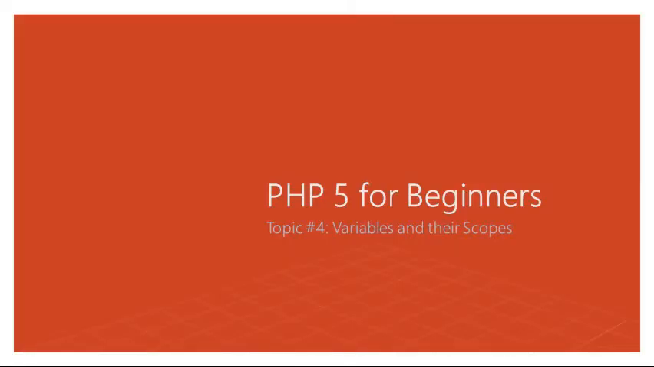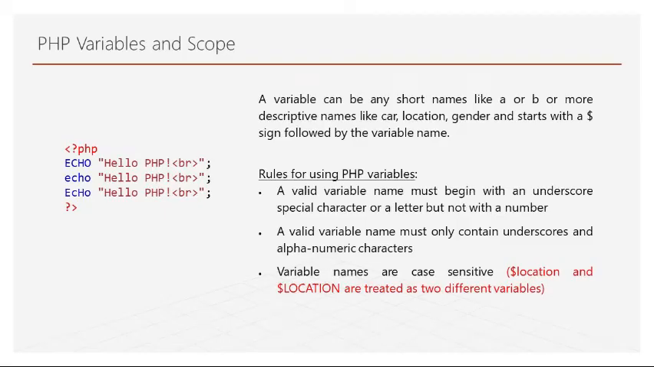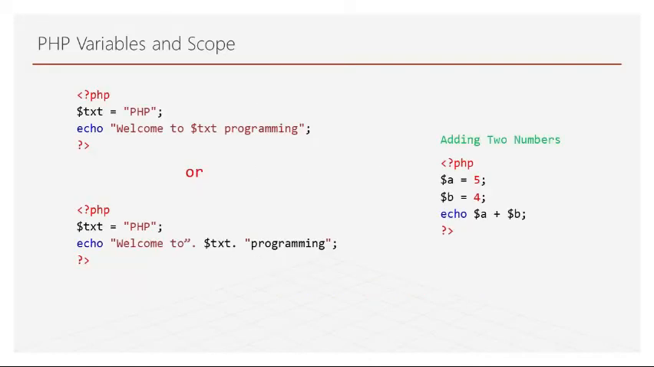A variable can have a short name like A or B, or a more descriptive name like car, location, gender, and starts with a $ sign followed by the variable name. Rules for using PHP variables. A valid variable name must begin with an underscore or a letter, but not with a number. A valid variable name must only contain underscores and alphanumeric characters. Variable names are case sensitive. $location and $LOCATION are treated as two different variables. Consider the below examples and understand how variables are declared and used while writing the code.